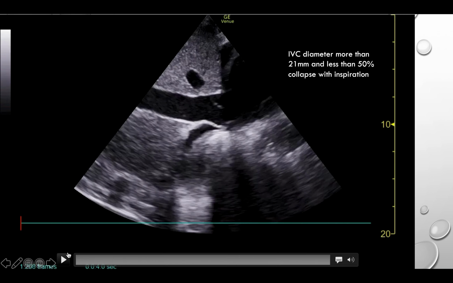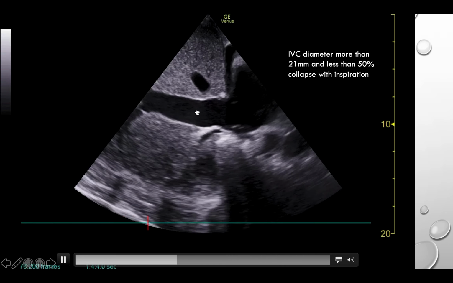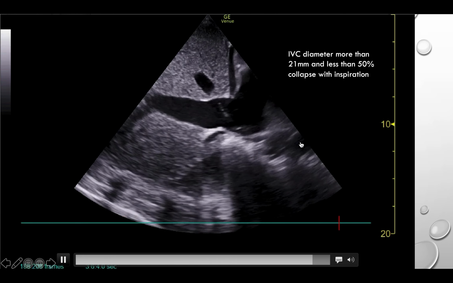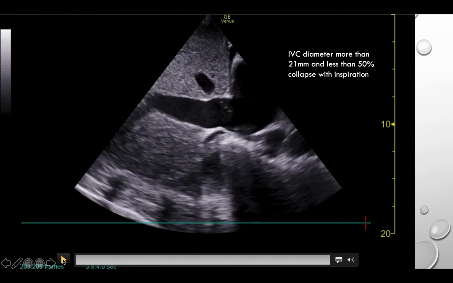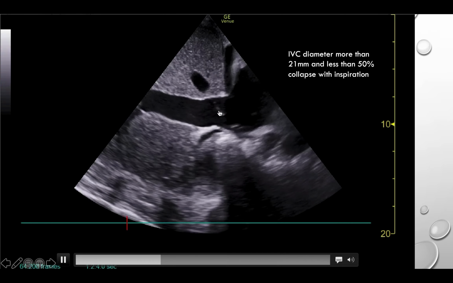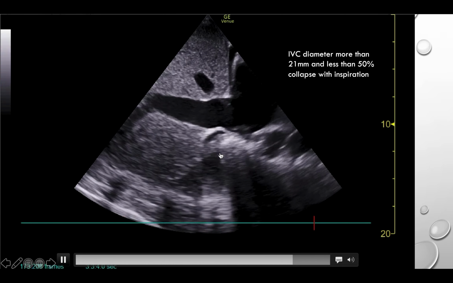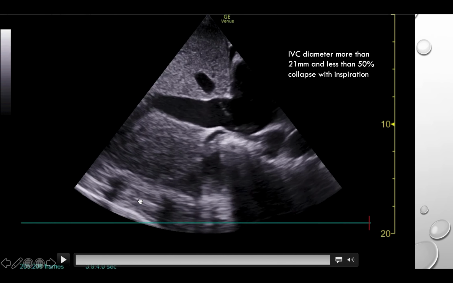As you can see, the IVC diameter is big, it's above 21 millimeters, and it's not collapsing as much. That's just a random valve in the venous system.